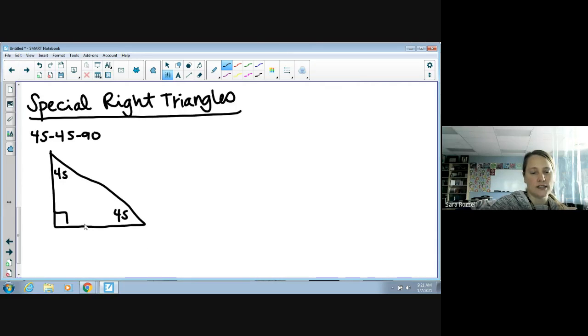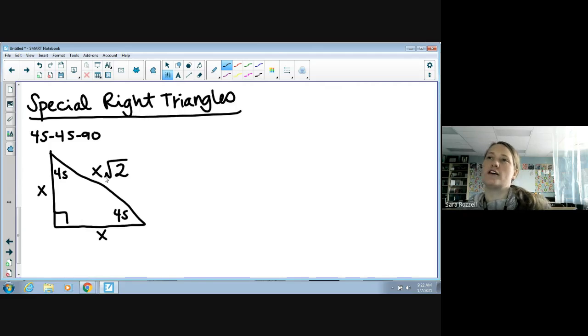And our sides are the same. We always put X's on those because whatever that side is, this is the other side as well. And when you use the Pythagorean theorem to figure out what your hypotenuse is, it's kind of neat that it ends up being whatever X is times the square root of 2. When you solve for your C, that's what it ends up being. So it ends up being X times the square root of 2.